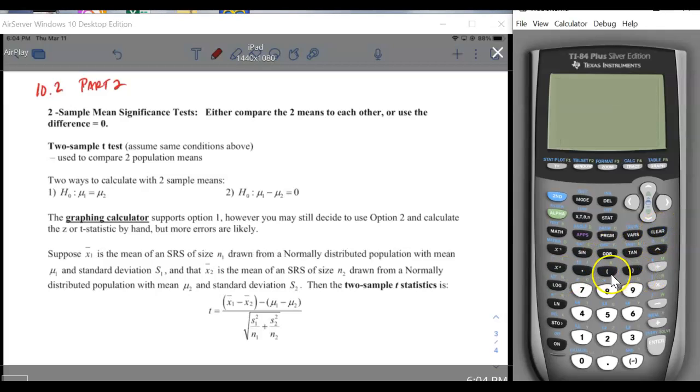This should be a quick one. This is our second part of 10.2, difference of means. Now we're going to be doing a significance test. Same rules apply as before. We should be talking about two different population means, that they're coming from two different places.